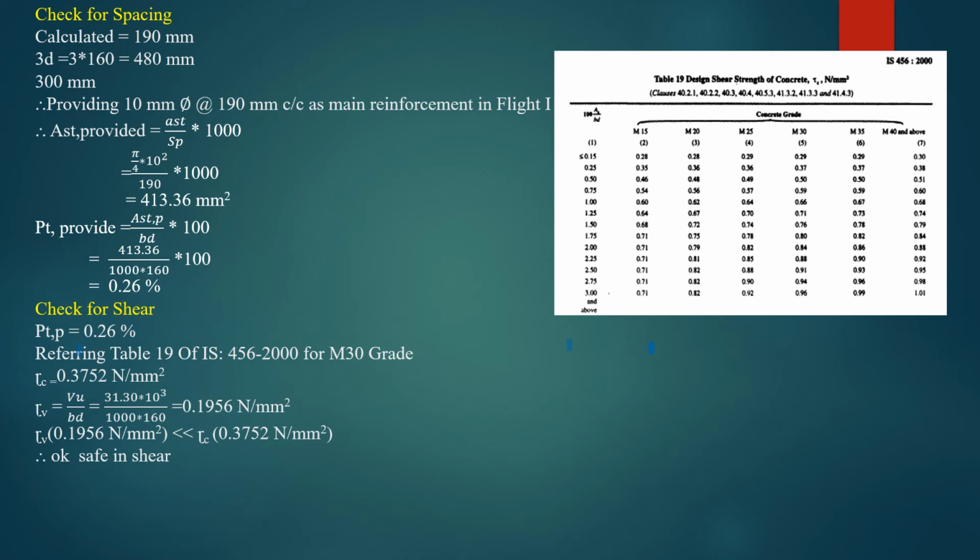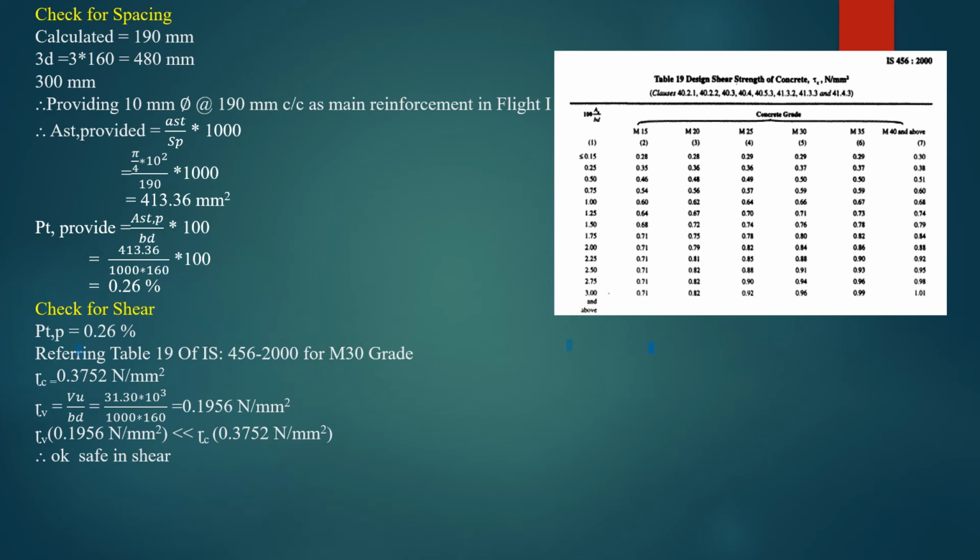After getting the AST provided, we are going to see what actually the PT provided is. PT provided is AST provided upon B into D into 100. So AST provided we got as 413.36 divided by B, which is already known as 1000, into 60, the depth, into 100. So PT provided we got as 0.26 percent. Now after checking for spacing and calculating AST provided and PT provided, let us check for the shear.